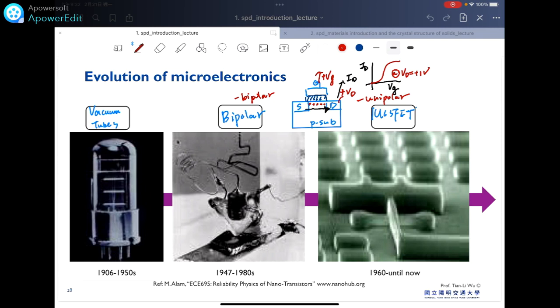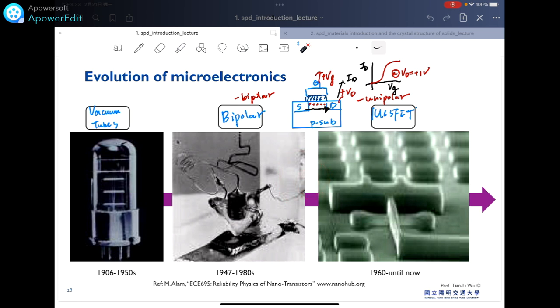So today we will continue with the introduction and then also move on to the second part of the material. We start to focus a bit on the crystal structure for the semiconductor materials. Okay, so this is where we started last week.